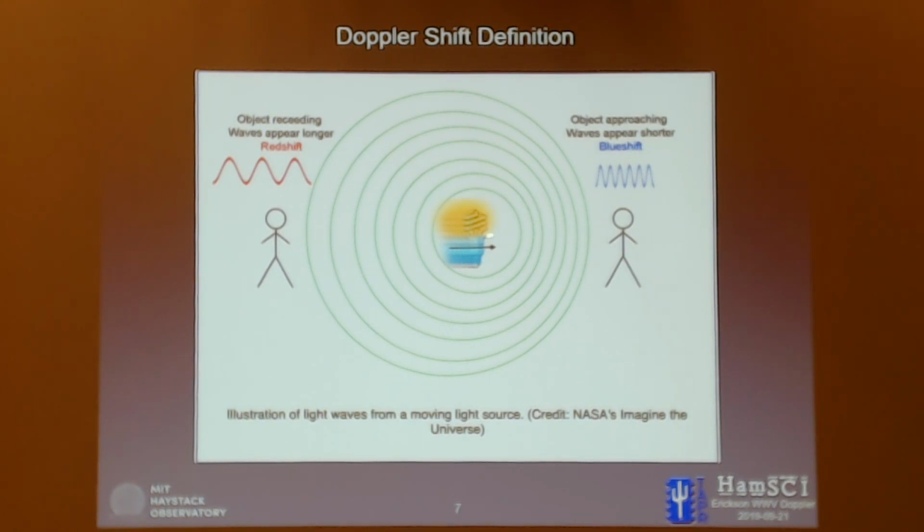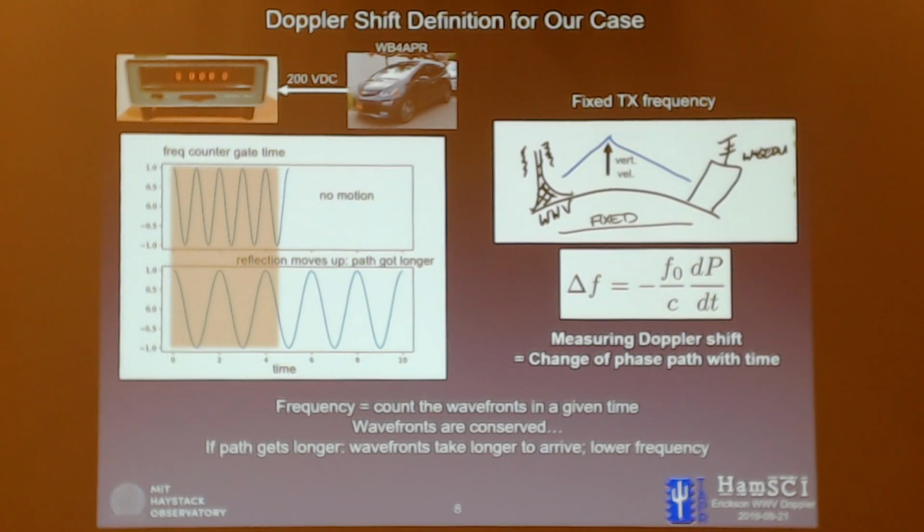But if you're on the ground and there's a light bulb, perhaps a compact fluorescent, if it's moving towards you, the waves appear shorter, and if it's moving away from you, the waves appear longer. Now that's most people's Wikipedia flavor of Doppler shift, but let's think about what that really means. By the way, there's Bob's Volt with 200 volts DC driving a Heathkit Nixie frequency counter. Thank you, Bob.